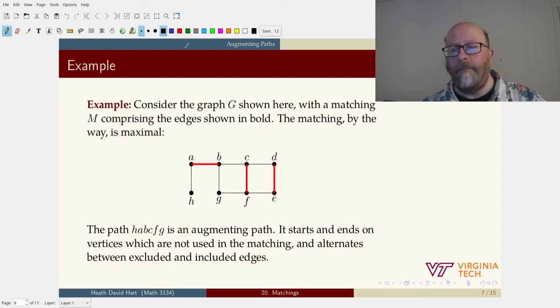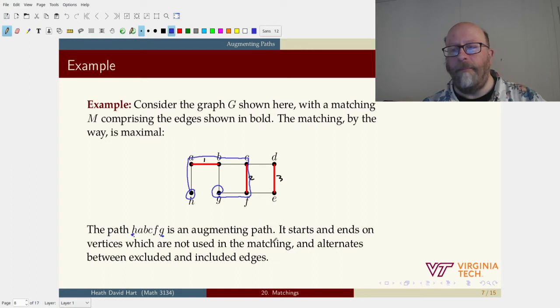So let's look at this graph here. This graph has a matching that only includes the edges shown. And it contains an augmenting path starting from H and going to A, to B, F, and on. So it starts and ends at an unmatched vertex. And in between, it alternates between edges that are outside the matching and edges inside the matching. AH is not in the matching. AB is in the matching. BF is not in the matching.